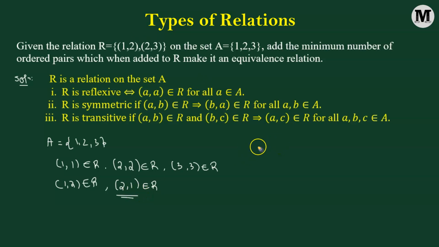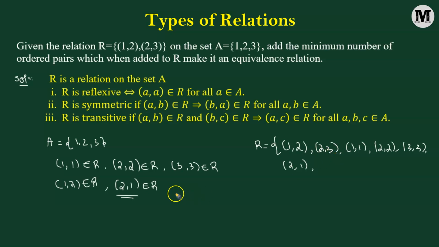So let's make a tally of all of this as we move along. R contains the ordered pairs (1, 2) and (2, 3). This is already provided to us. For it to be reflexive, (1, 1), (2, 2) and (3, 3) must belong to it as well. For symmetry, if (1, 2) belongs to R, then (2, 1) must also belong to R. Then we have (2, 3) belonging to R, which means that (3, 2) must also belong to the relation R.